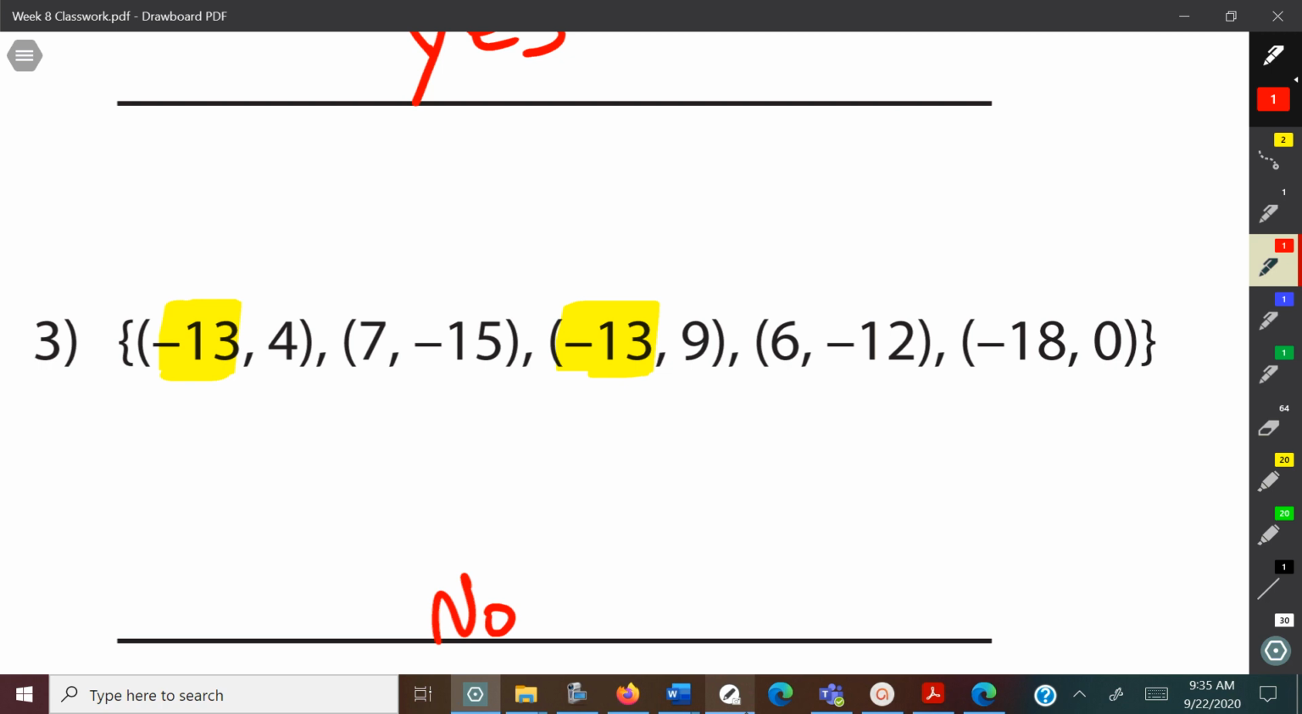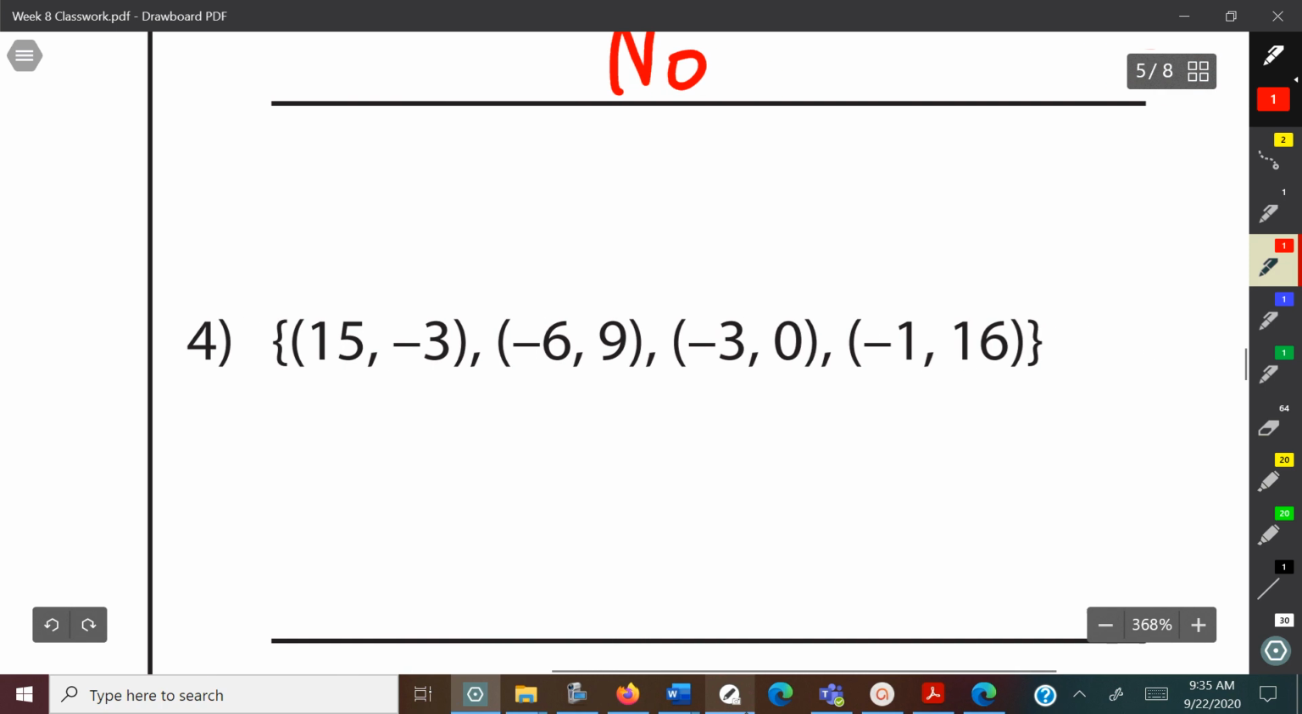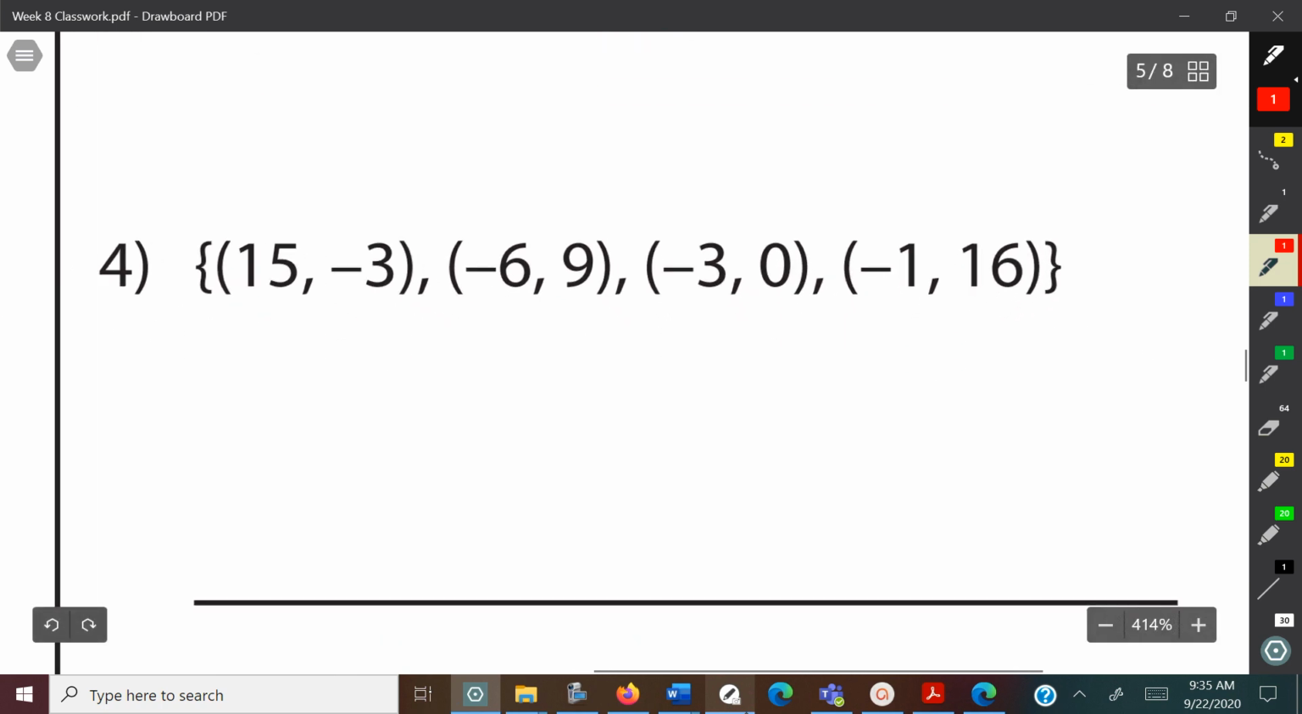Okay, take a look at number 4. Take a look at this one and determine whether it is a function or not. Okay, so if you look through here, you see you've got 15, -6, -3, and -1. And none of those are the same number. So this will be yes, it is a function.